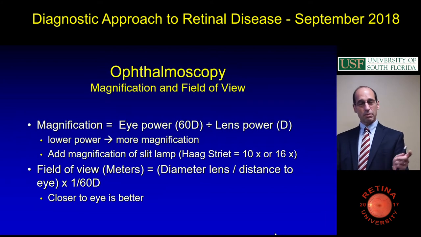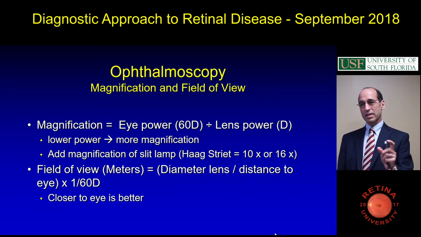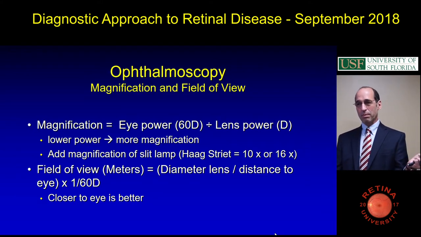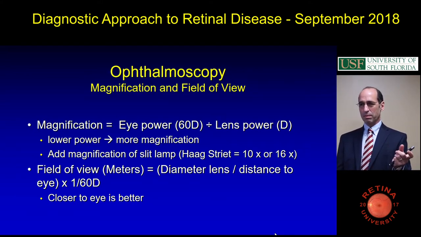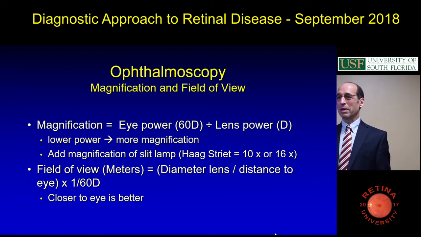If you're doing the slit lamp, though, you got to add that into the magnification, which is 10 or 16 for the Haag-Streit, which is most of my slit lamps. So if a 90 diopter lens is a little less than 1, 60 over 90 is 2/3, and you multiply that by 10, and that gives you the magnification of the slit lamp.